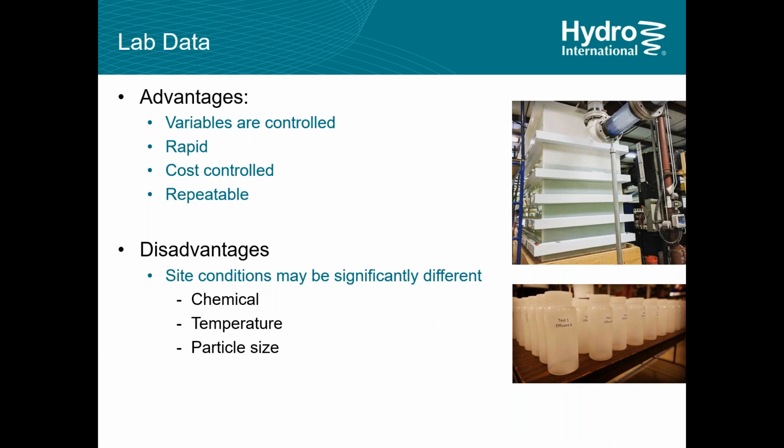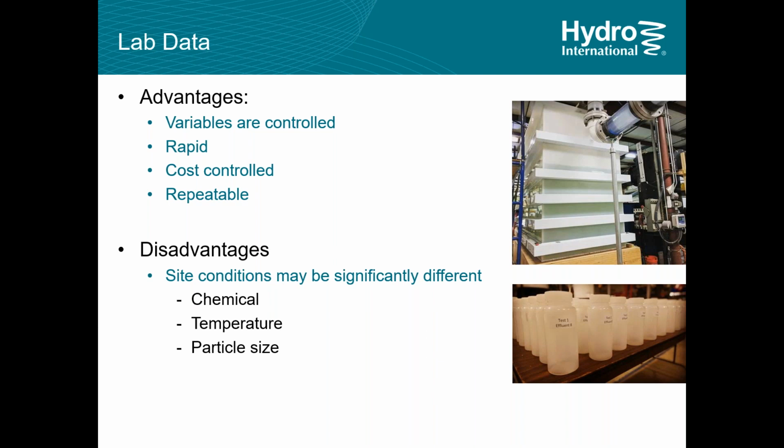Now, New Jersey have gone purely to lab-based data and doing a lab-based protocol. And there are advantages to doing that because it makes the variables controllable. You can change one thing and measure the result. And you can do it fairly rapidly under a cost-controlled environment, and it's repeatable. Some of the disadvantages of this, though, is that lab conditions don't often truly mimic site conditions in terms of chemistry, temperature, particle size distribution. There's a lot of random things that can happen on a site that a lab takes out of the equation.